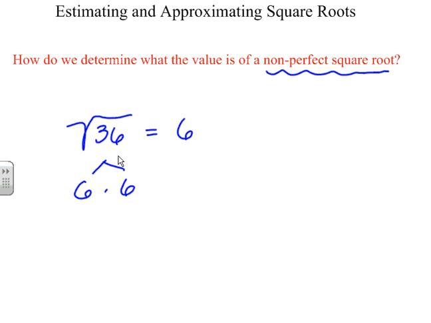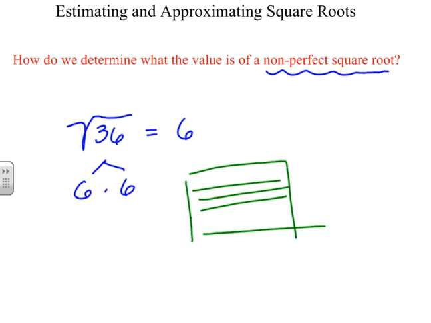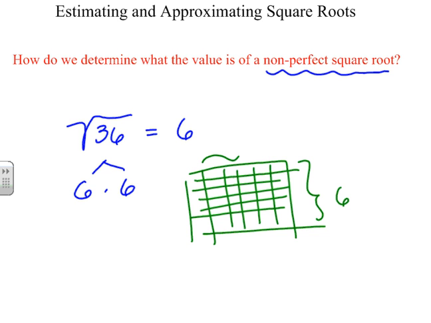Now, we can also think about what a root means. A root means the side measurement of something, or the dimensional measurement of a square. So if we had a 6 by 6 square, we could see that each side measured 6. So that's also where that comes into play.